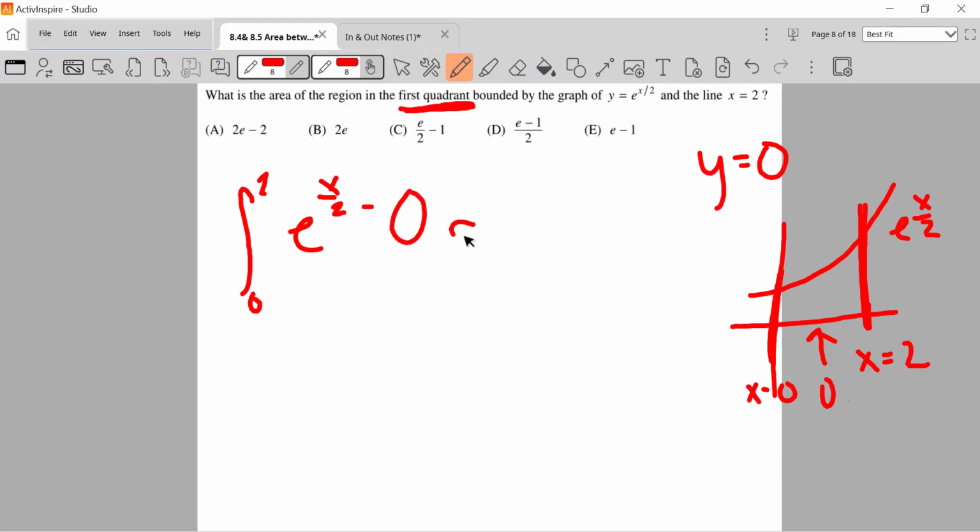Minus 0 dx. The minus 0 is being a little bit extra, but sometimes it'll say something like bounded by the line y equals -4 or something like that. And then you kind of have to know which one's on top, which one's on bottom.